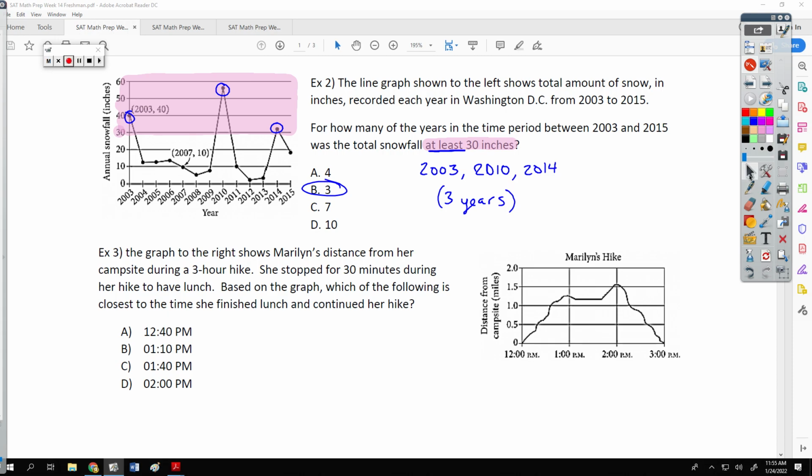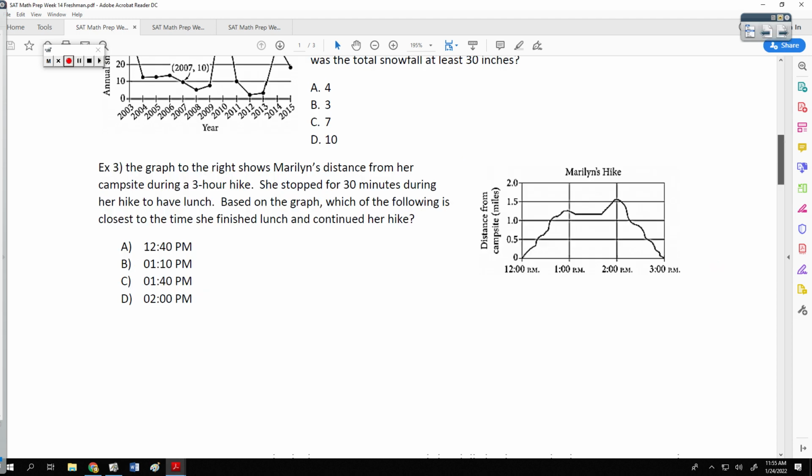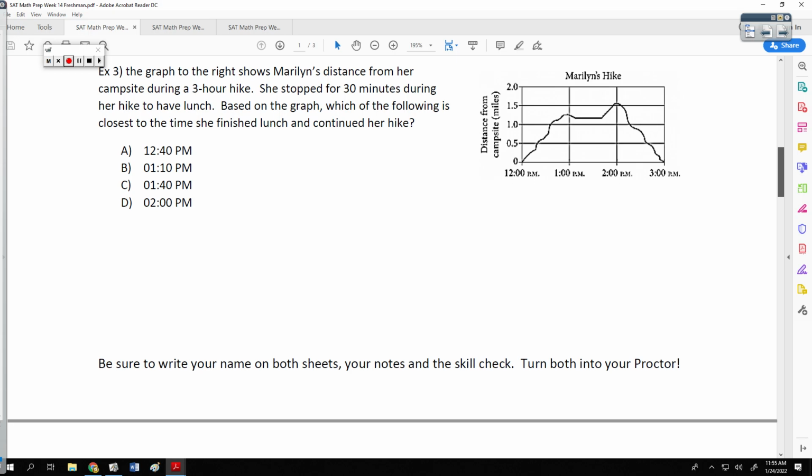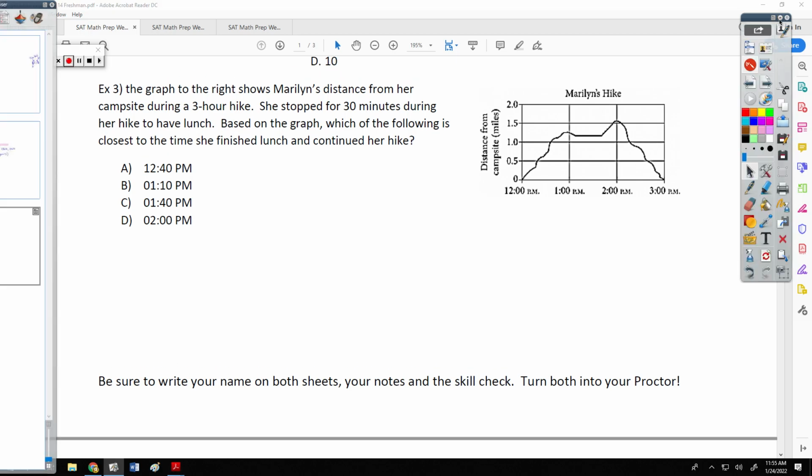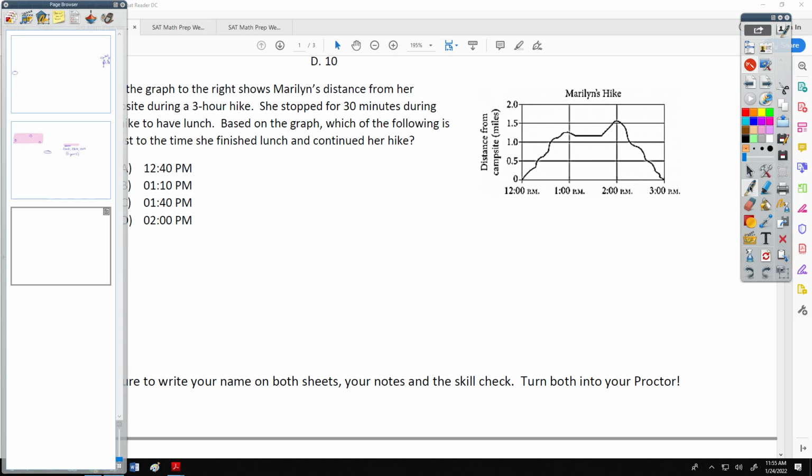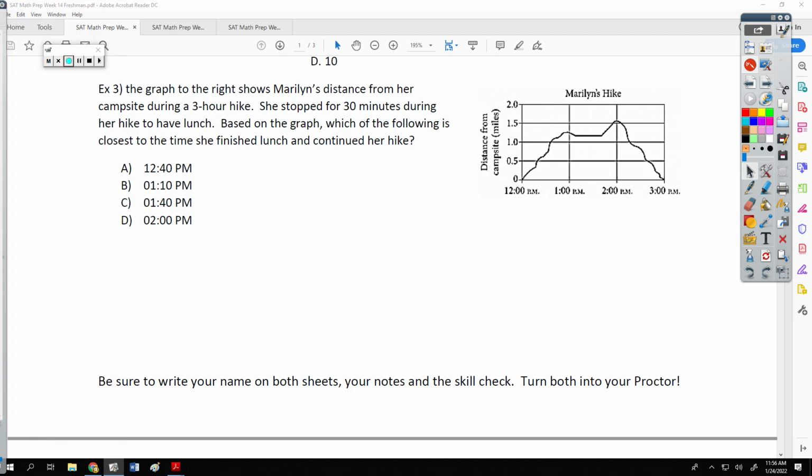Okay, our third and final example here, example 3, says the graph to the right shows Marilyn's distance from her campsite during a 3-hour hike. She stopped for 30 minutes during the hike to have lunch. Based on the graph, which of the following is closest to the time she finished lunch and continued her hike?